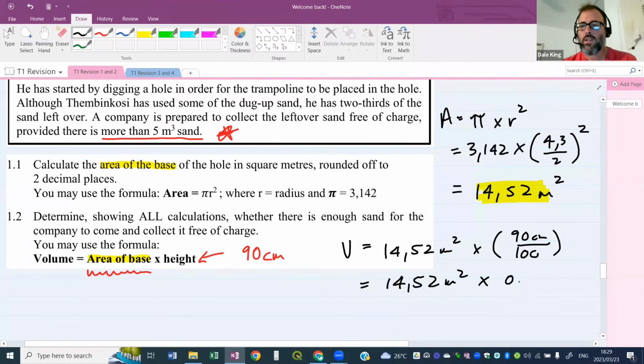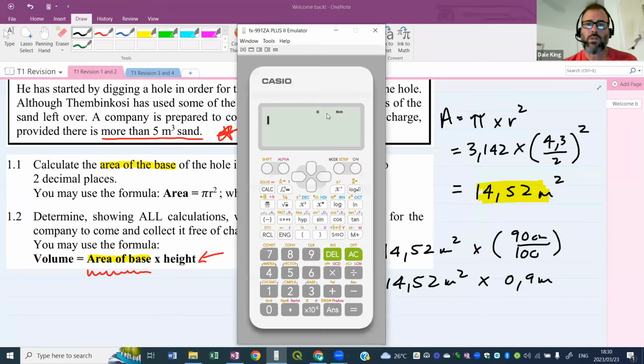This is going to give me, like you guys said, 0,9 meters. Okay, so now I'm working in meters only, which is what we need. And I'm going to get to the calculator now. And I think I saw this answer for a lot of you.